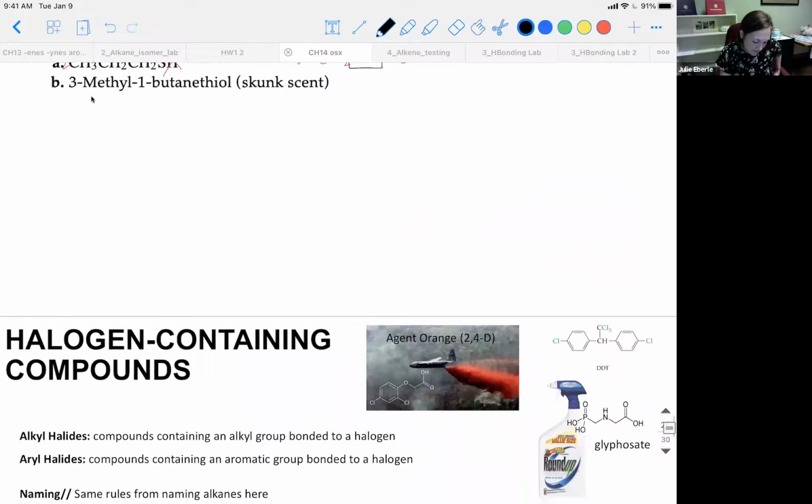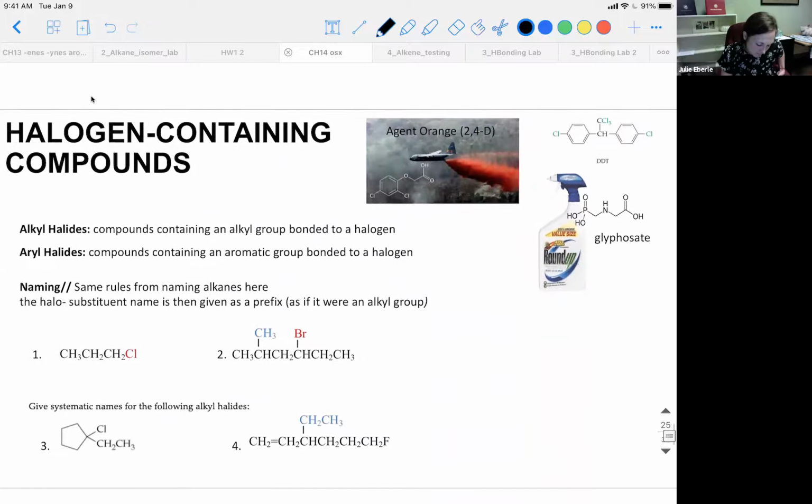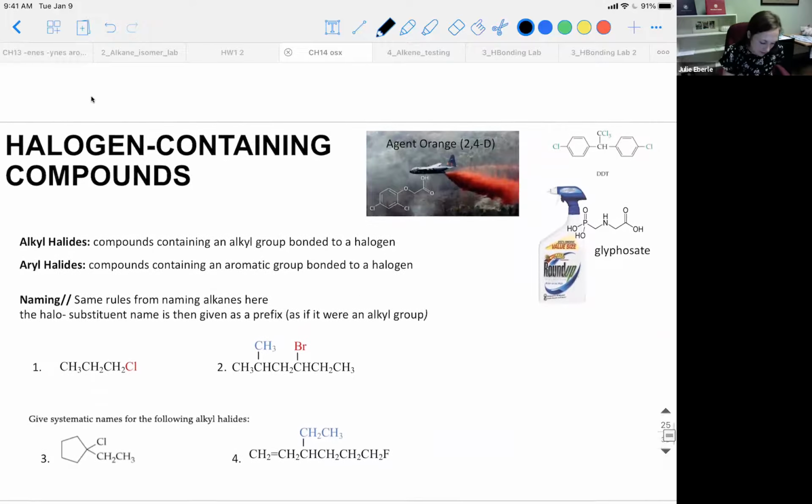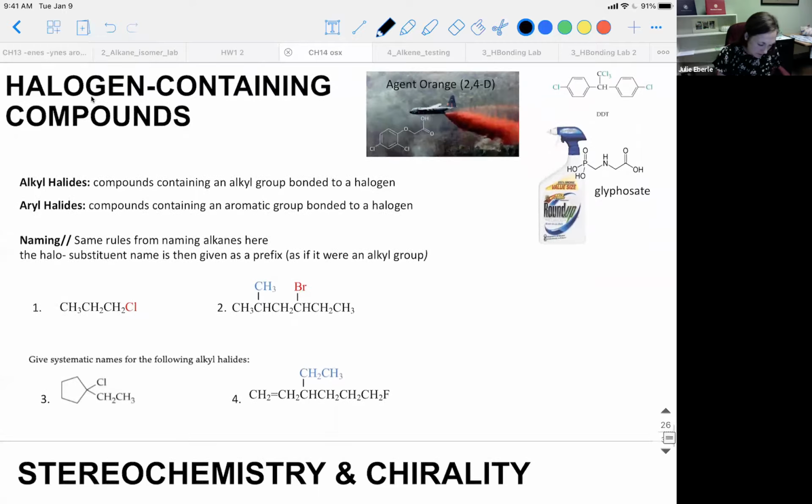Okay, halogen containing compounds. These are our last one, and then we have stereochemistry. Oh, we have 1 minute. We're not going to finish in 1 minute. We're almost done though. Okay, alkyl halides. We said these are compounds that contain an alkyl group bonded to a halogen. The alkyl group could be methyl, ethyl, propyl, whatever. And it is bonded to a chlorine or a bromine or a fluorine.